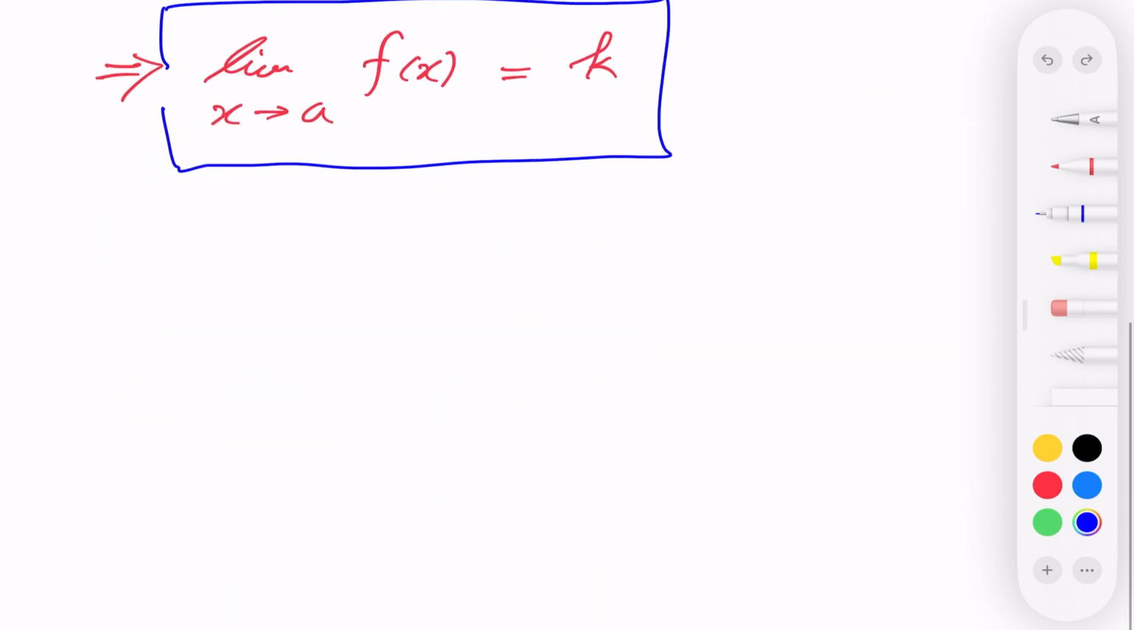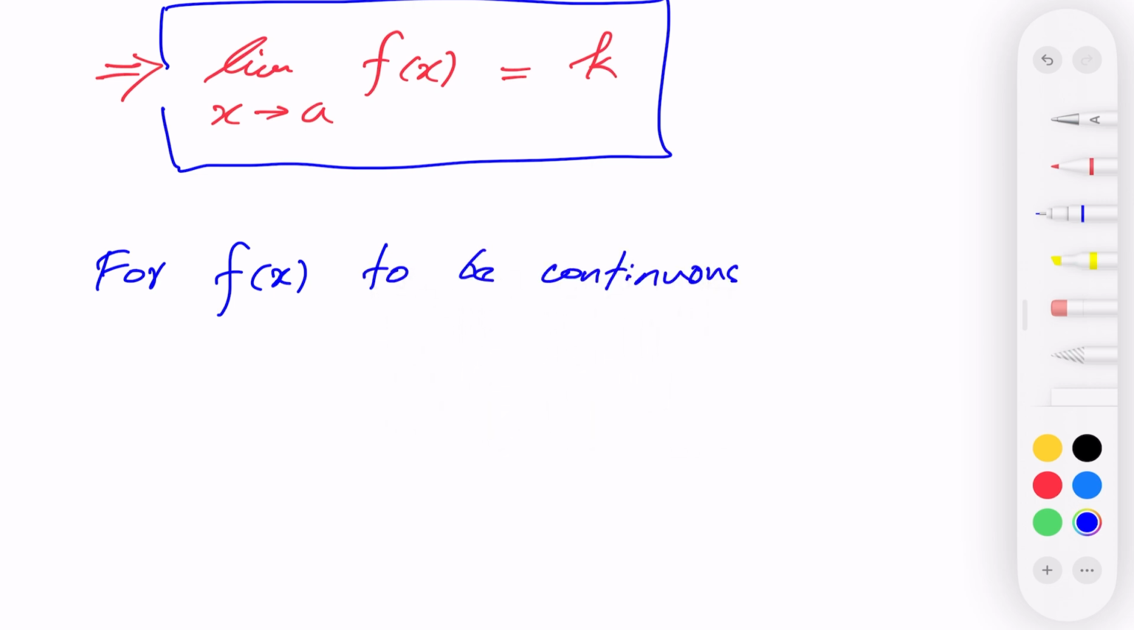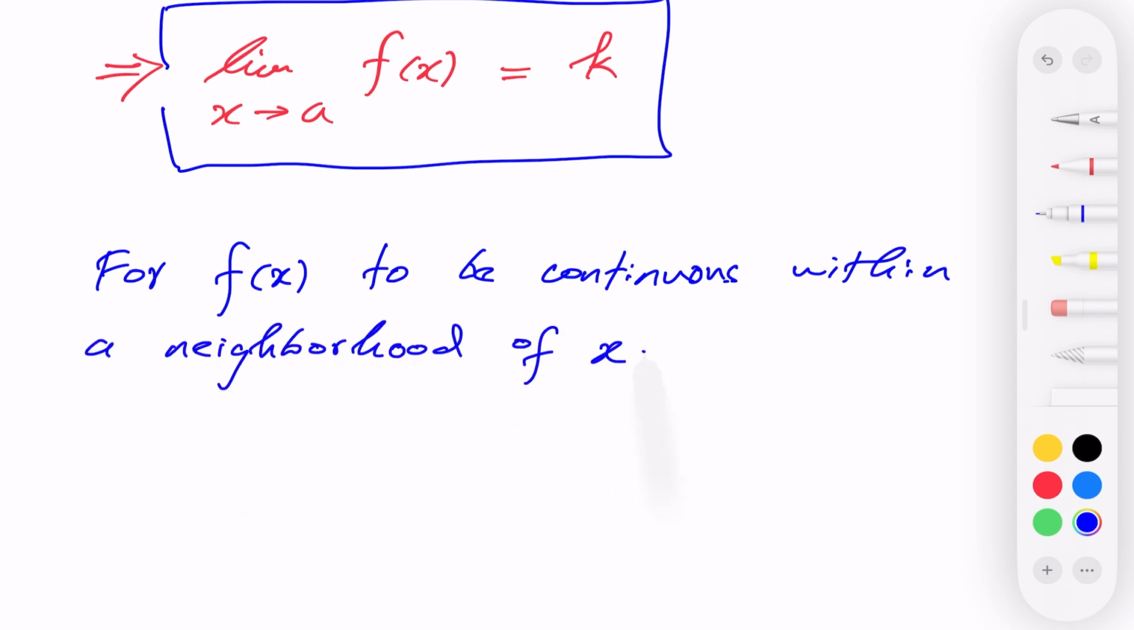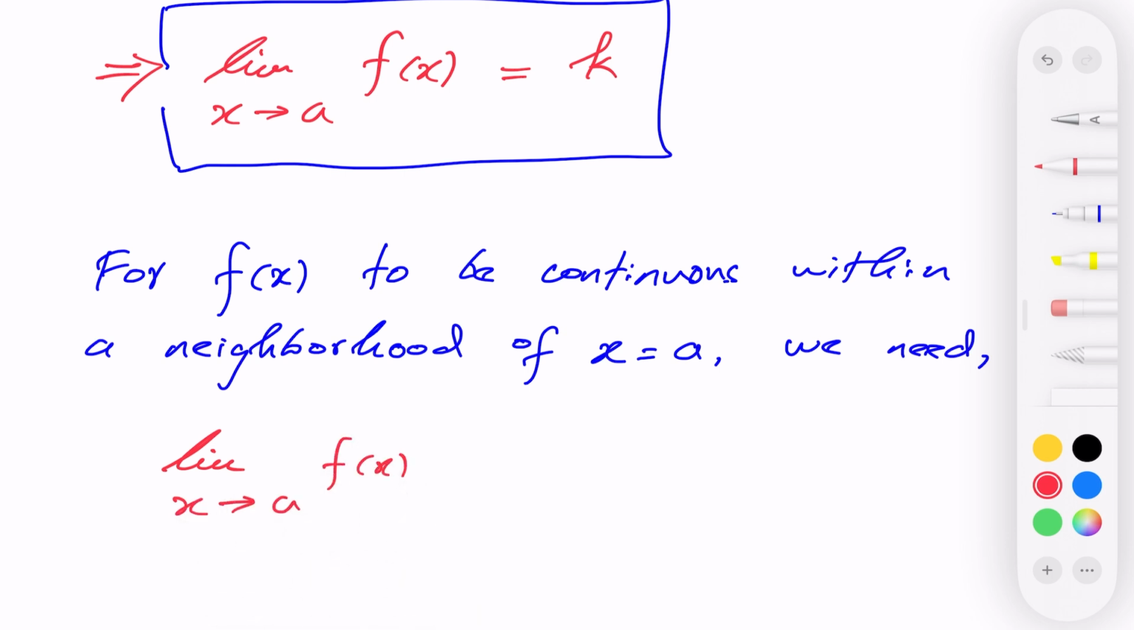All right, let me write down that also real quick. For the function f of x to be continuous within a neighborhood of x equals a, we need the limit as x approaches a of f of x to exist, and also it has to be equal to the value of f evaluated at x equals a.